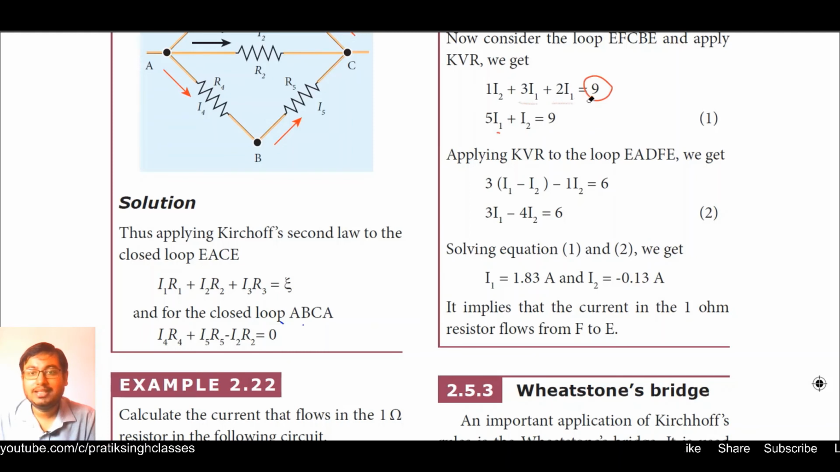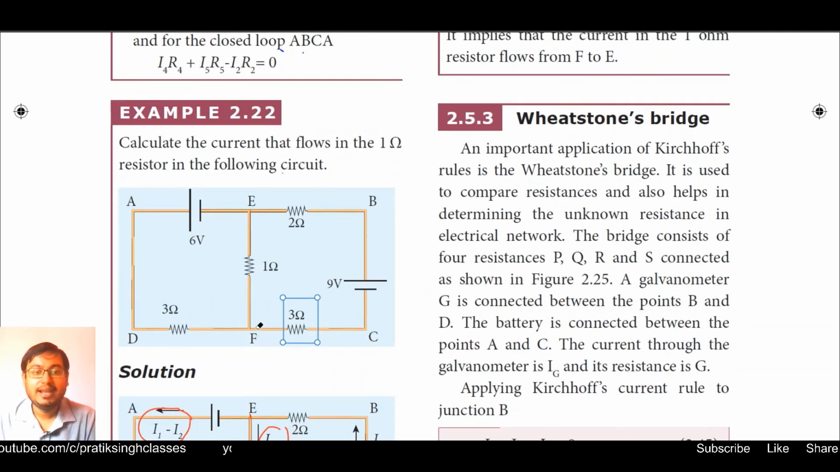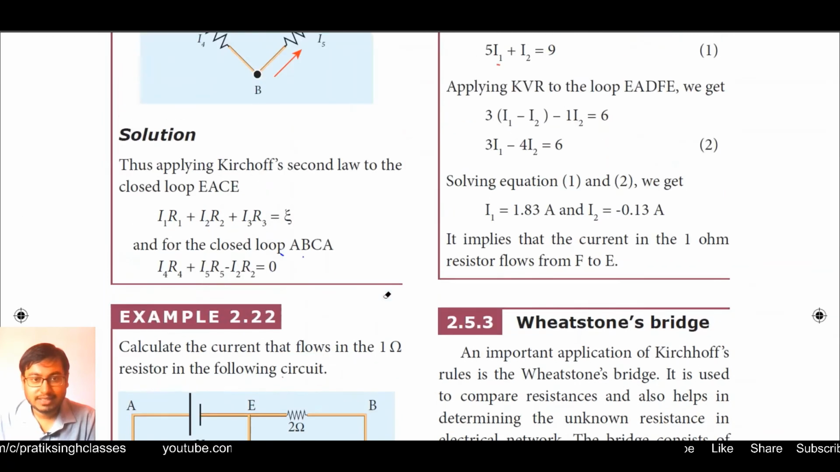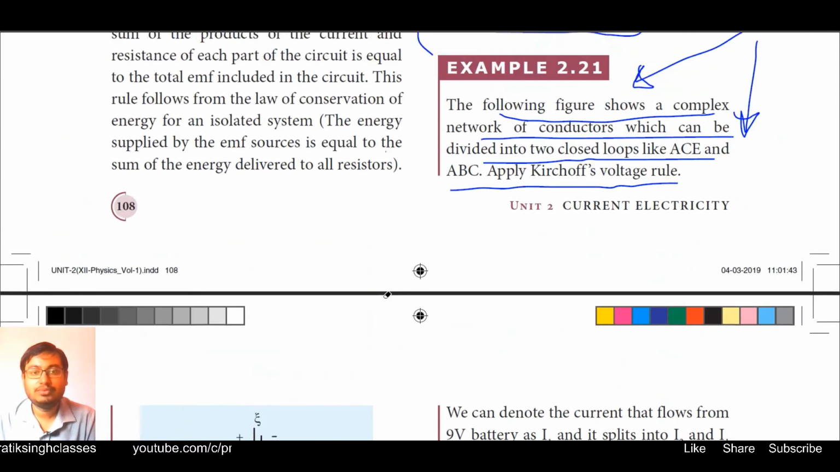Now solve algebraically, simple algebra, equation 1 and 2, you get I1 is equal to 1.83 amperes and I2 is equal to minus 0.13 amperes. It implies that the current in the 1 ohm resistor flows from F to E. That means from down to upward direction. So this is all about Kirchhoff's rule.